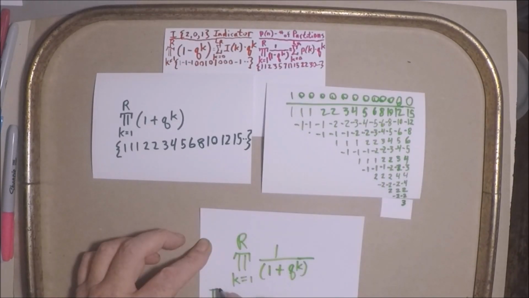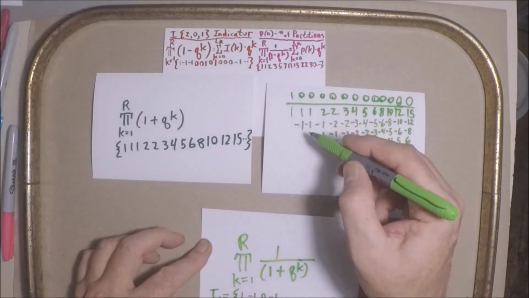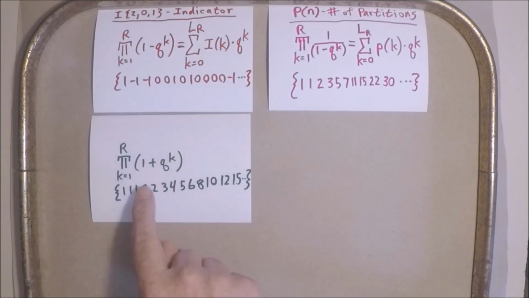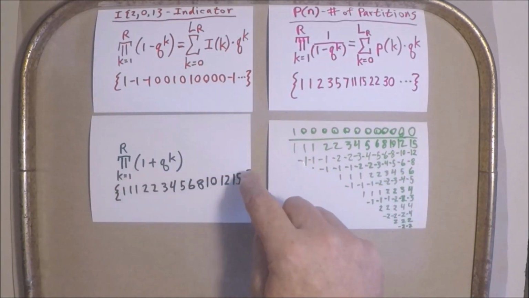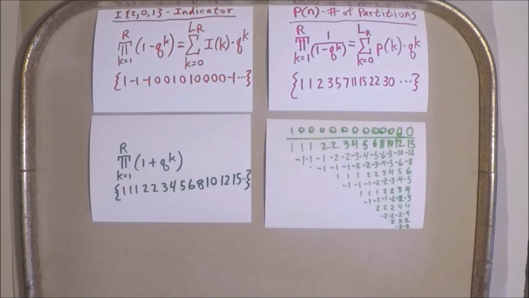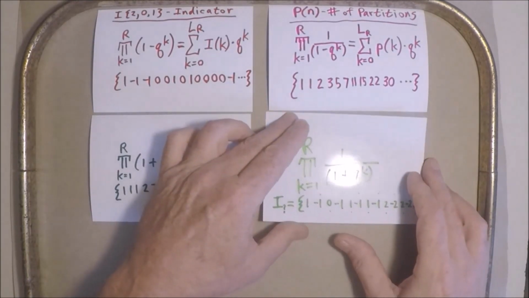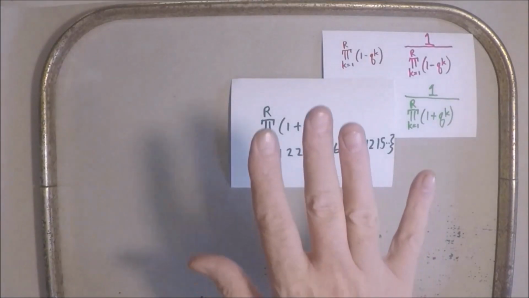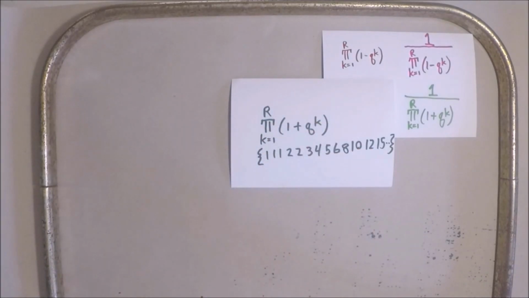So we have 1, negative 1, 0, negative 1, 1, negative 1, 1, negative 1, 2, negative 2, 2, negative 2, and then 3, dot, dot, dot. In exploring what this might be, we take the inverse of this, and we obtained, for our fourth one here, this sequence. And still, we don't know what to call this yet.